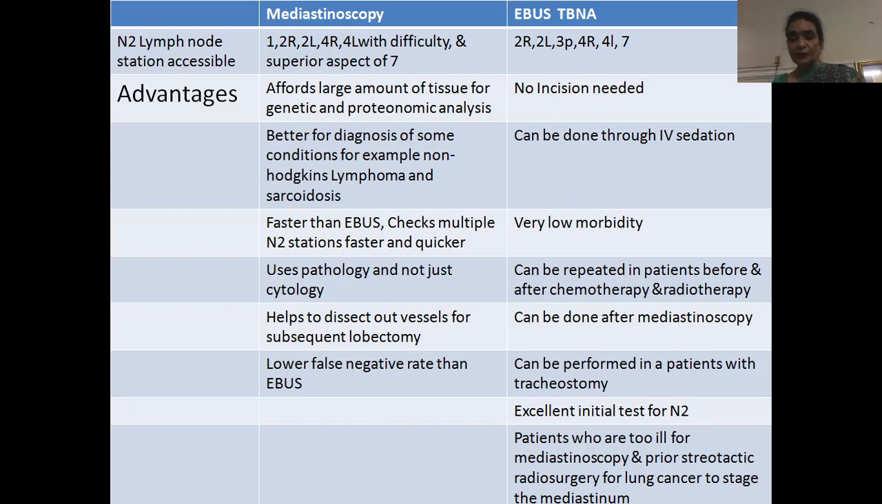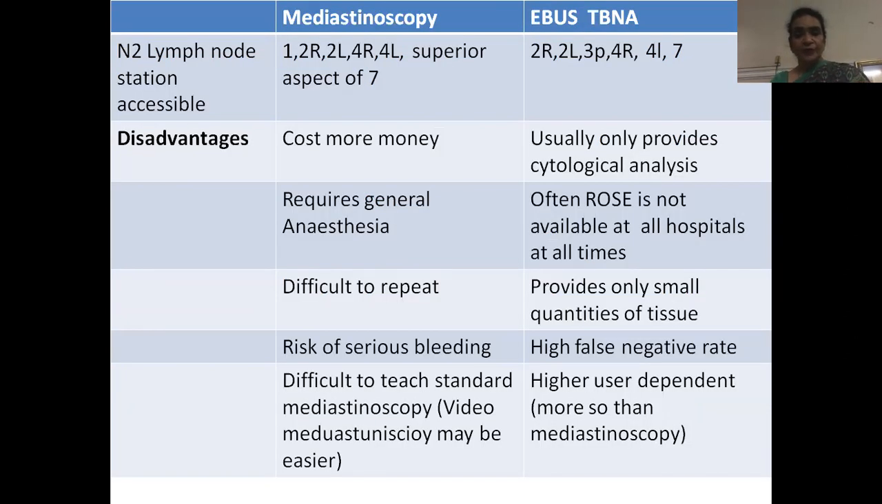Excellent initial results for N2, and patients who are N2 for mediastinoscopy and need to undergo radiotherapy for lung cancer for staging are the other category where EBUS TBNA can be performed. The disadvantages with mediastinoscopy are that cost has been more, it requires general anesthesia, it is difficult to repeat, there is a risk of serious bleeding, and standard mediastinoscopy is difficult to teach, rather than video-assisted mediastinoscopy, which is easier to teach.